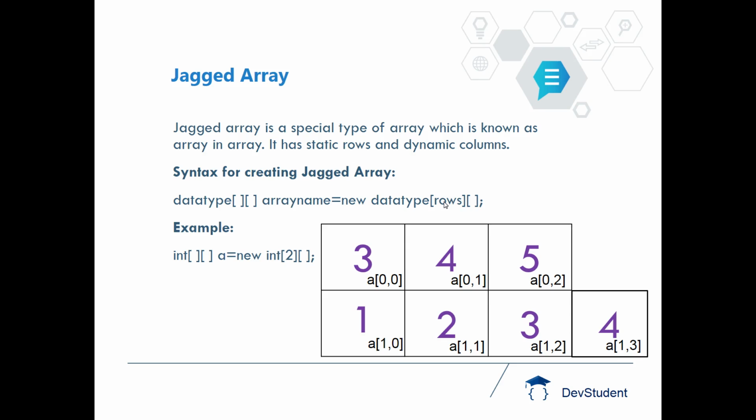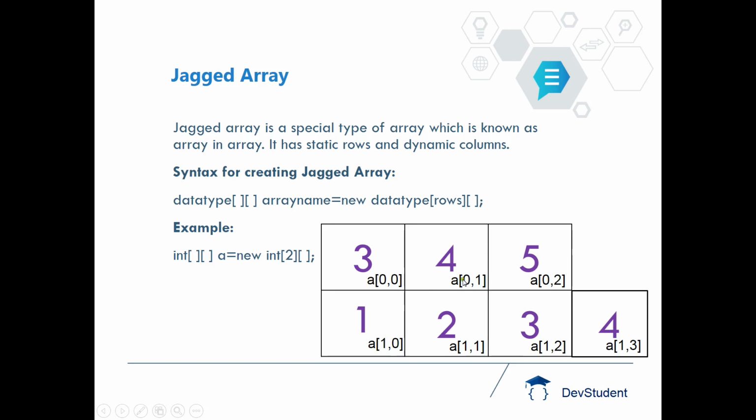So the syntax for creating a jagged array is data type, square braces open and close, again open and close. This part of the syntax tells the compiler that it's a jagged array. Then you give an array name equal to new, space, the data type of the jagged array followed by square braces. In that you have to mention the number of rows.